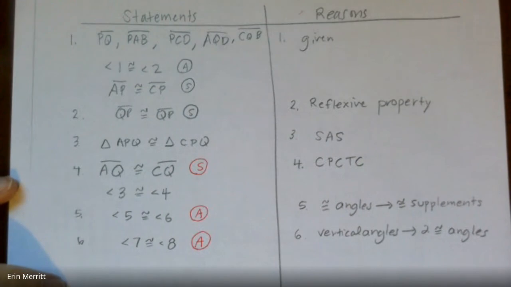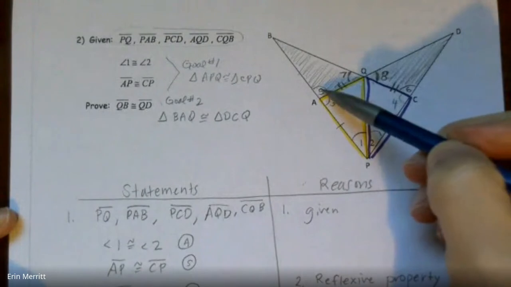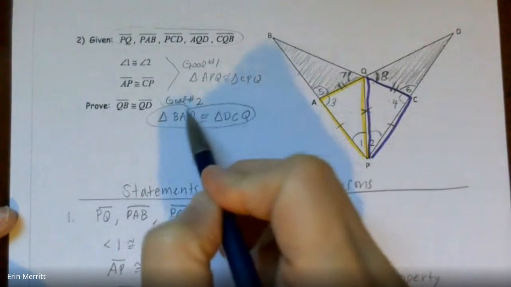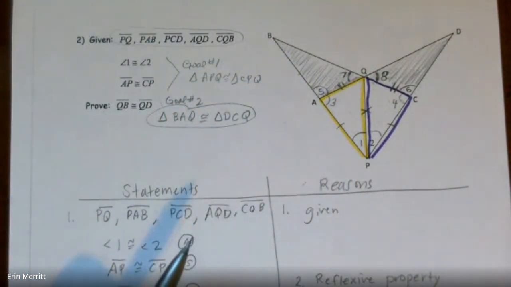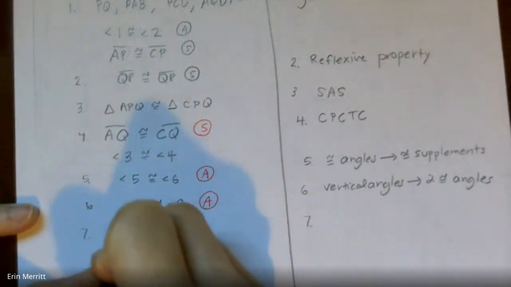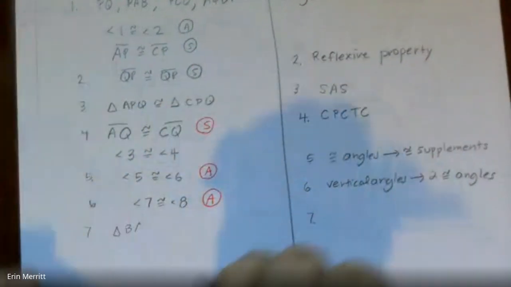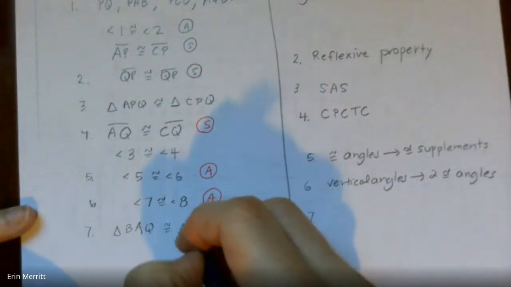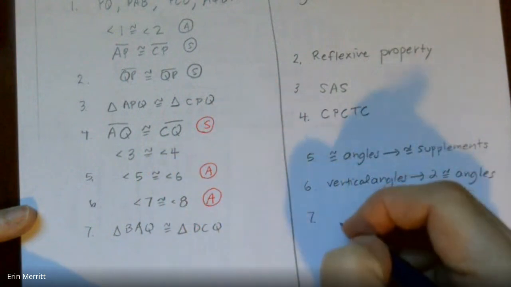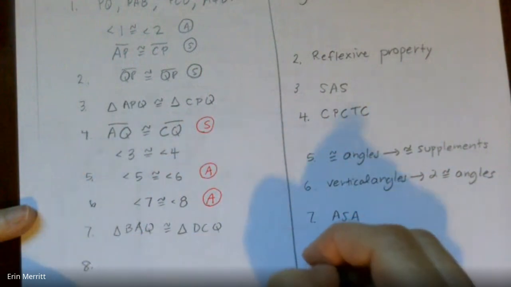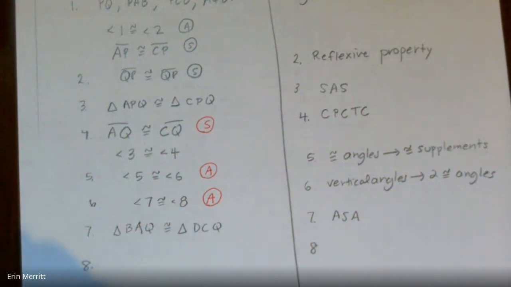So if you go back up and look at the diagram, triangle on the left, here's my angle, side, angle; triangle on the right, angle, side, angle. We've got enough to say that the second pair of triangles are congruent. All right, step 7. Triangle BAQ is congruent to triangle DCQ, and it's by angle, side, angle. All right, there was our second pair of congruent triangles.